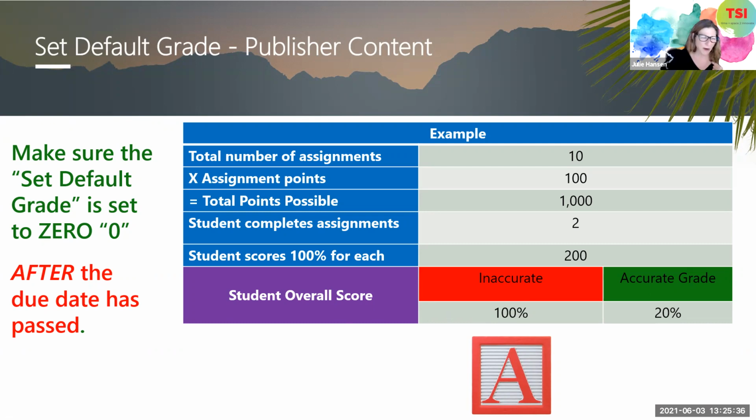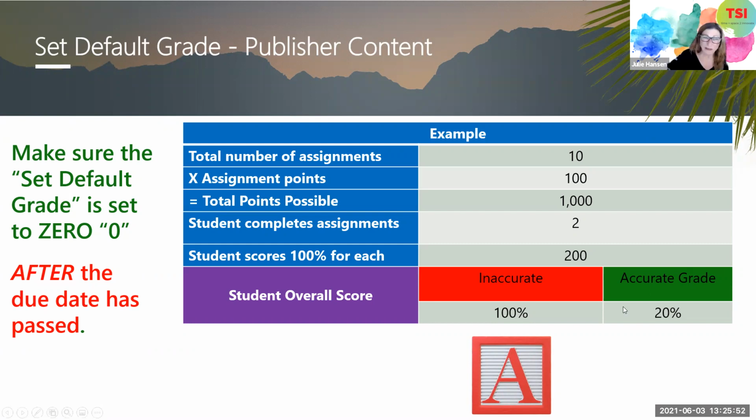This doesn't seem quite right. So once you set the default, basically what Canvas is doing is it's ignoring the assignment altogether for that student that didn't do it. It doesn't count against them, so the student looks like they got an A, right? Well, I learned this the hard way.